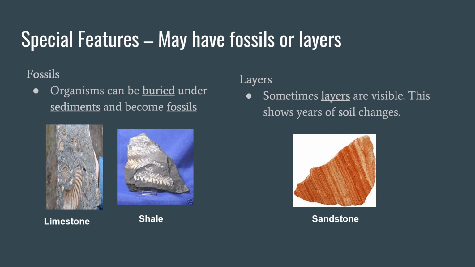Another really special feature are the layers. You'll see layers because, remember, sediment comes in and lays down. Another layer of sediment comes in and lays down. So they're laying down in specific layers or sheets as they get compacted together. And you can see they're different because over years and years and years, the soil is going to change and they're going to come in and bring different kinds of sediments with them. So your layers are many times going to be different colors and different thicknesses.